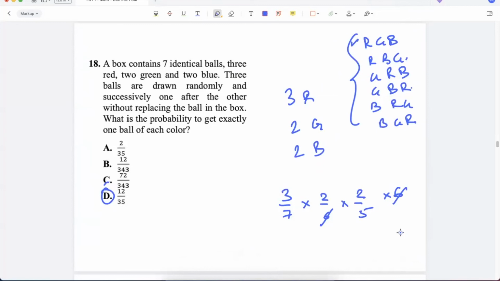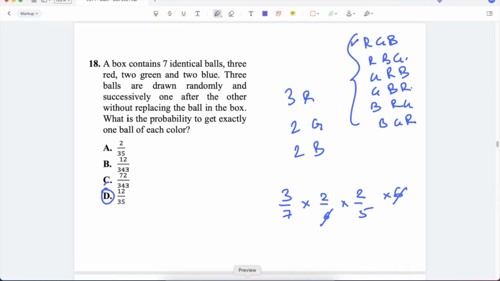Three balls are drawn, what is the probability of getting exactly one ball of each color, right? So you could have gotten RGB, RBG, GRB, GBR. Yeah, so it would be D. 18 would be D, because in A they've not multiplied that by 6, right? There'll be 6 possible combinations. So if you are drawing red first and green next and then blue, it could also be those 6 combinations.